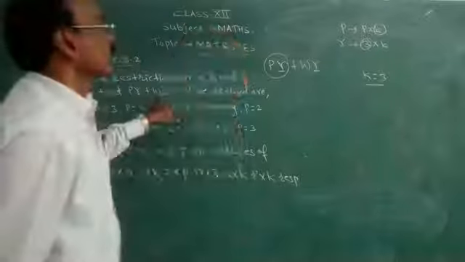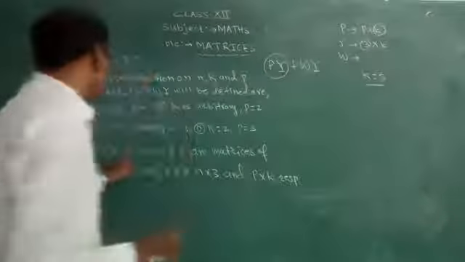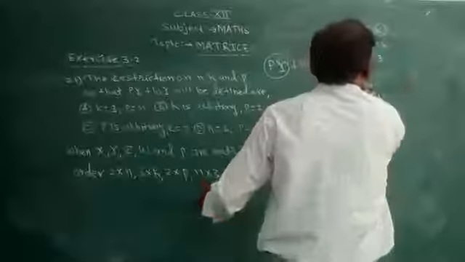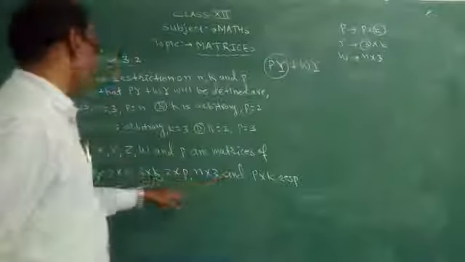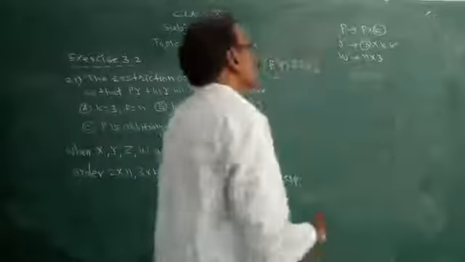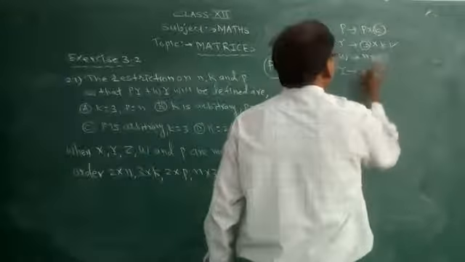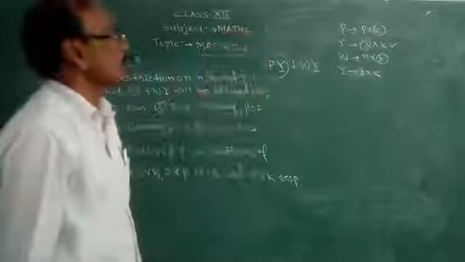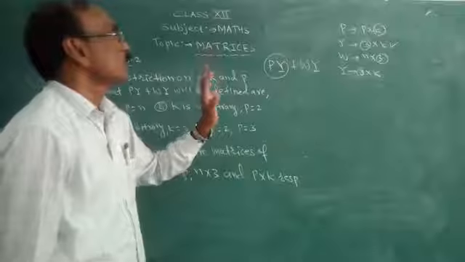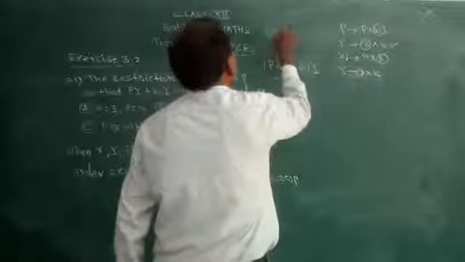See this product. The order of W is n by 3, and Y is 3 by K. So here there is no problem. It is 3 equals 3. The number of columns and the number of rows are equal in W and Y. So no problem. In the first case we have put that K should be 3.